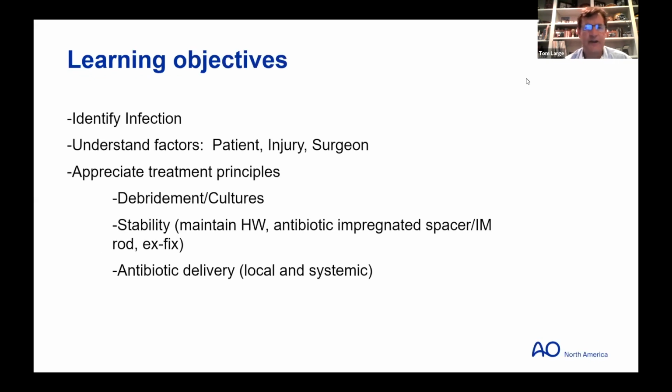So tonight we're talking about fracture-related infection. First and foremost, we'll talk about how to identify infection, and then think about understanding the factors that we can modify in treating these problems. These could include patient-specific factors, injury factors, and surgeon-related issues. The treatment principles we'll harp on tonight include obtaining appropriate cultures and doing a thorough debridement, obtaining stability in a variety of different ways, and having a way to deliver antibiotics both locally and systemically.